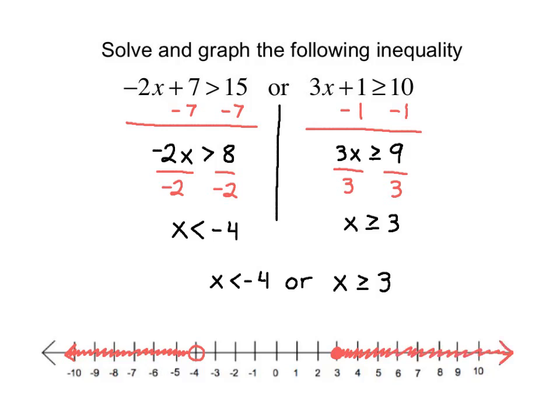So again, the only values that are not solutions to this compound inequality are the numbers in between negative 4 and 3. These are the only numbers that don't satisfy one or the other. Everything else is going to be a solution of this inequality.